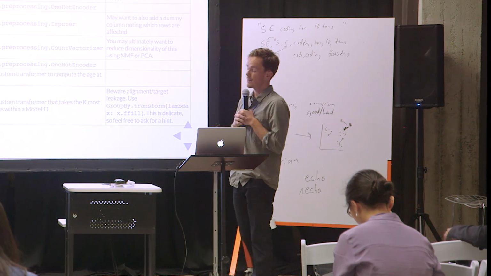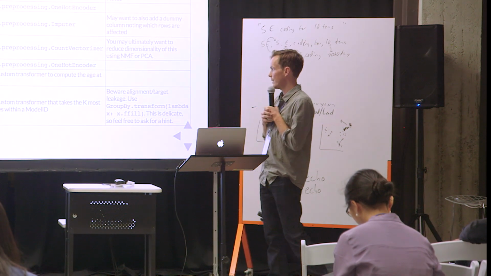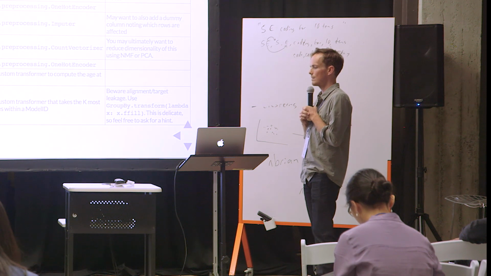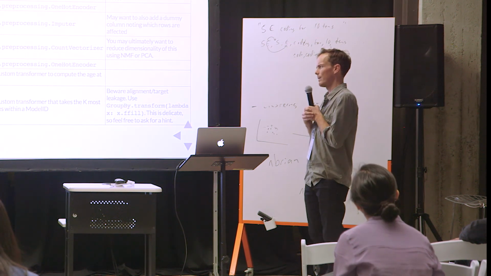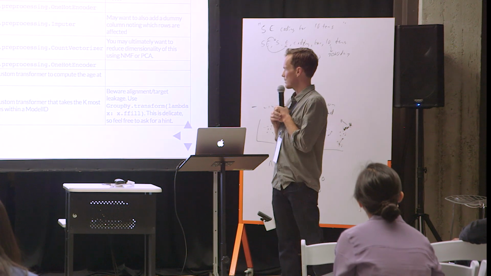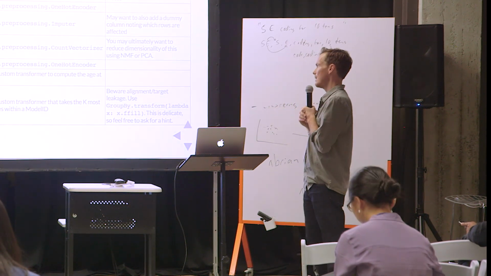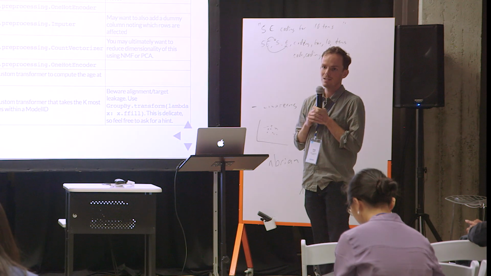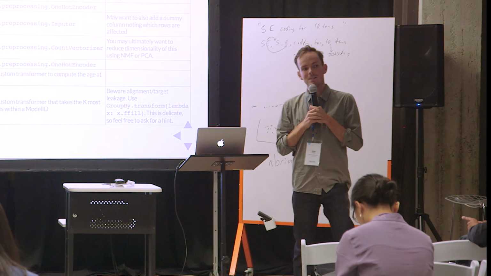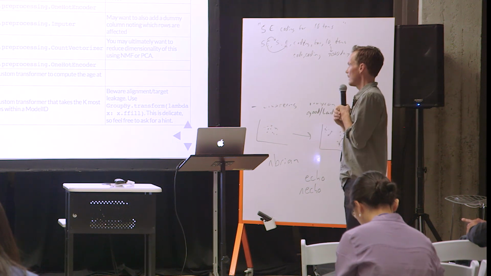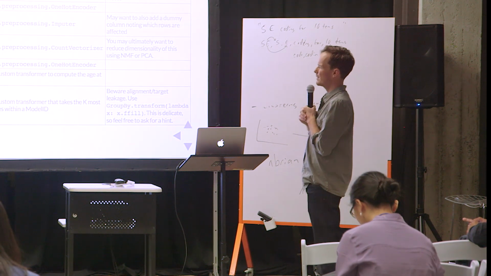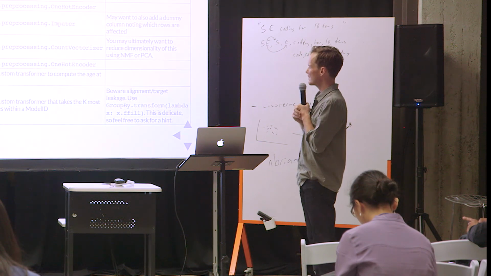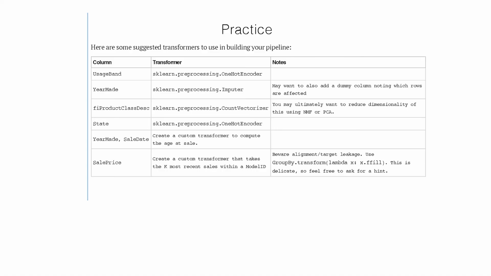And then as a very difficult challenge, you could create a custom transformer that takes the most recent sales in one direction, because we don't want to use information from the future here. So we might take the K most recent sales within a model ID and compute an average price of those sales. That is likely to be a very effective feature in this type of model, but it's quite difficult. It's delicate to do in pandas, and then using those pandas methods from within the context of your custom transformer is also a slightly delicate question.